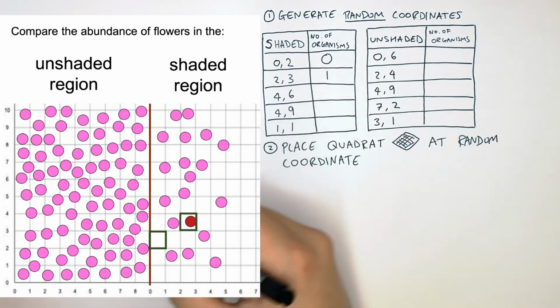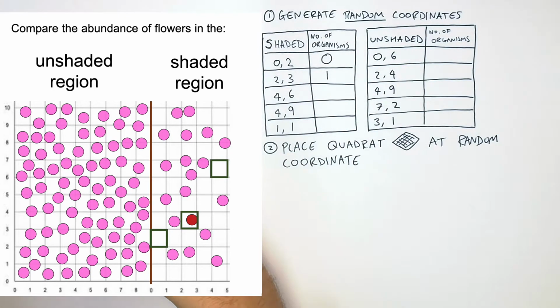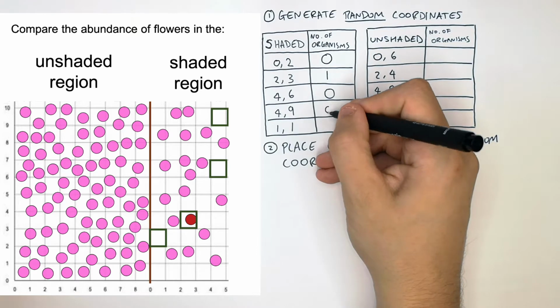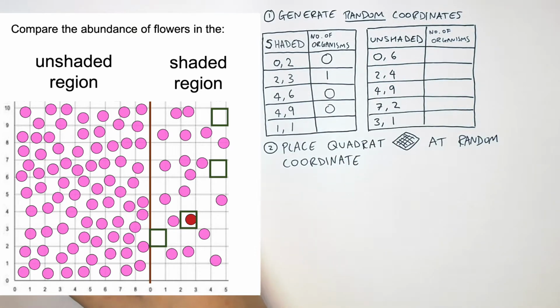which is 1 plant. Then 4, 6, where there are going to be 0 plants. Then at 4, 9, where there are also 0 plants. And finally at 1, 1, where there is 1 plant in that quadrat. You then repeat the process for the unshaded area.